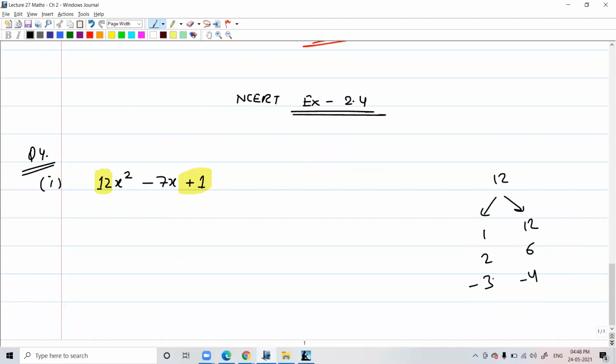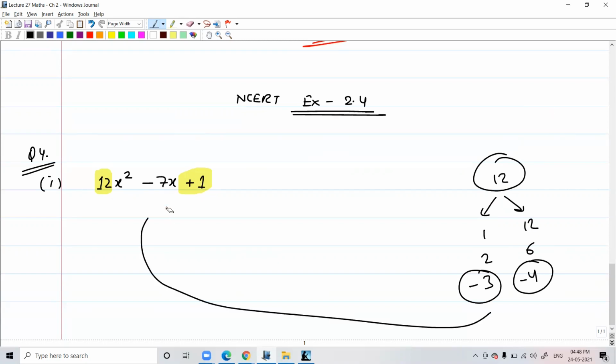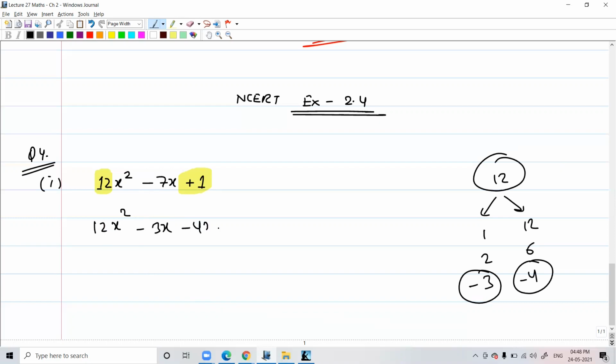But quickly we have to check. Multiply this -3 and -4. We should get a plus 12 like we have over here. Okay, it is plus 12. And then when we do the addition, you should get a -7. That is what we are getting. So that is correct. We can take -3x and -4x.